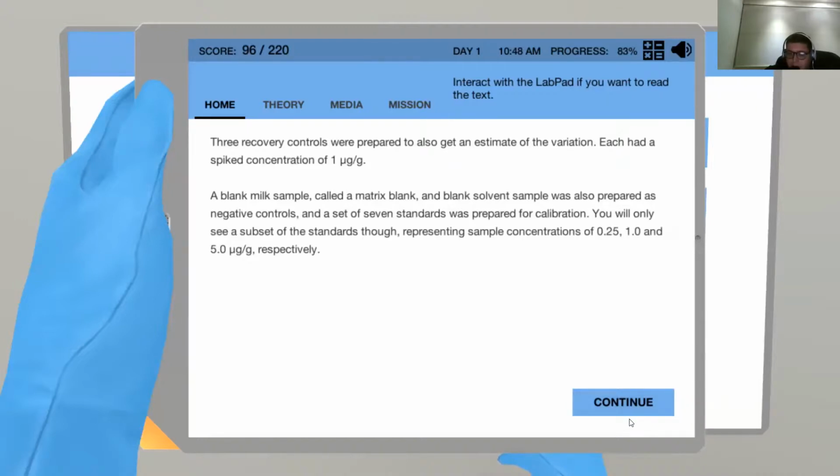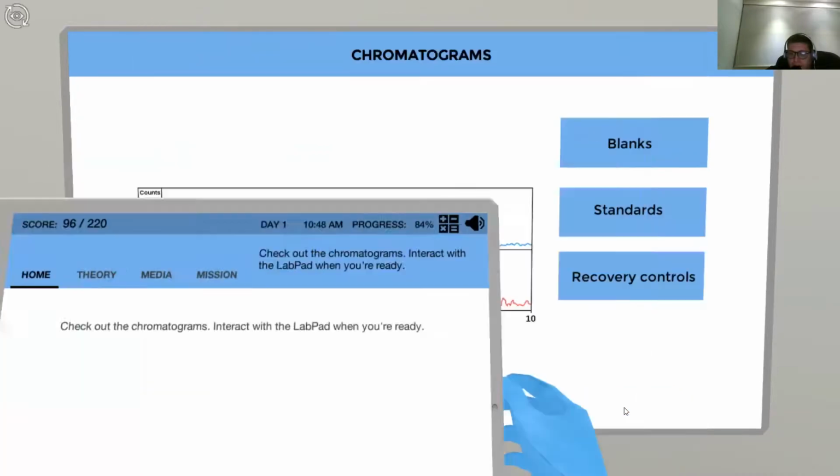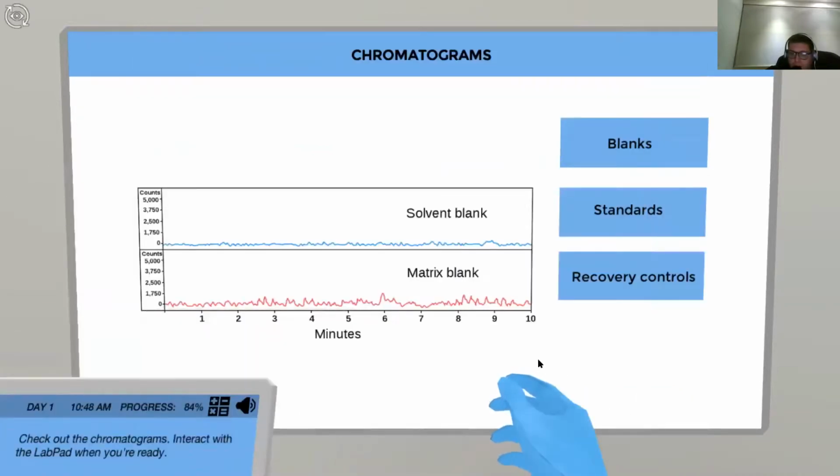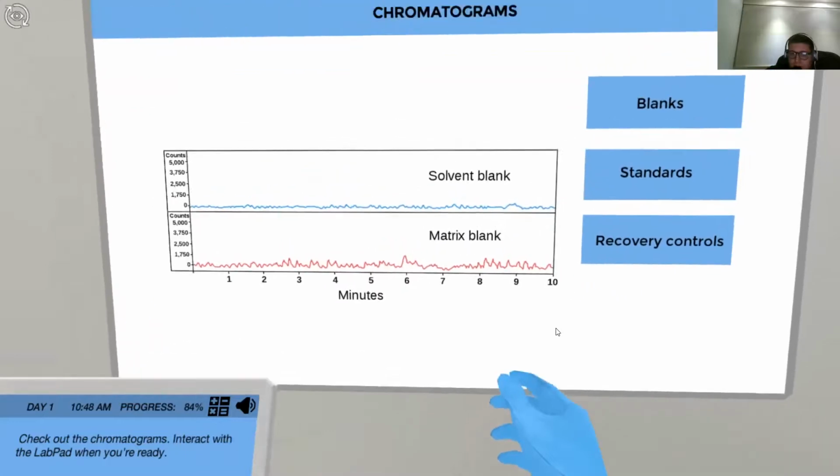set of 7 standards was prepared for calibration. You will only see a subset of the standards though, representing sample concentrations of 0.25, 1.0 and 5.0 microgram per gram, respectively. Check out the chromatograms. Interact with the lab pad when you're ready.